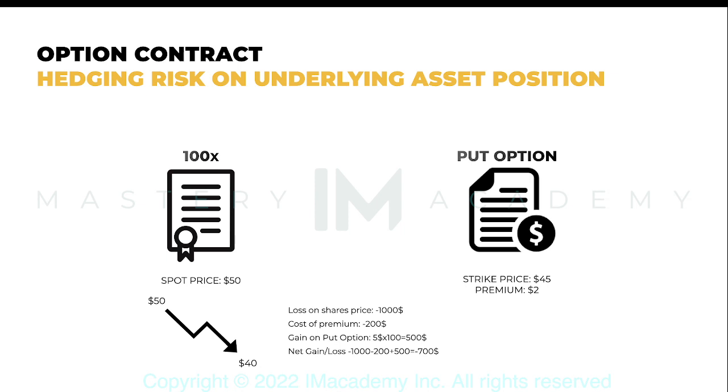And if you calculate this, you just saved yourself over 30% of the potential loss that you would have had if you had not purchased the put options. And this is an example of how you can hedge the risks of a falling stock that you're holding.